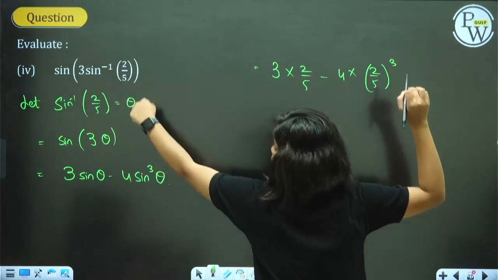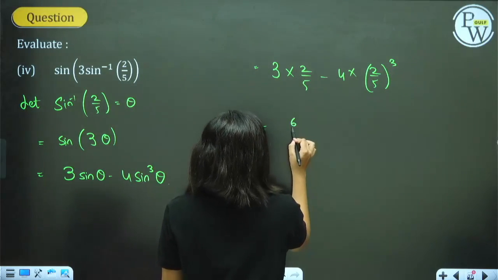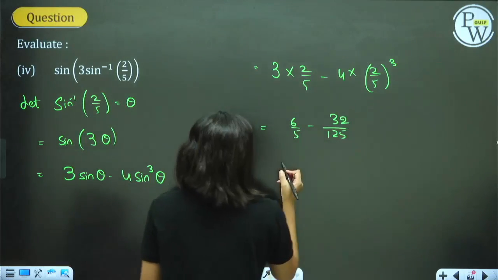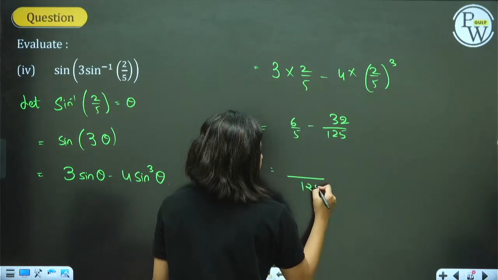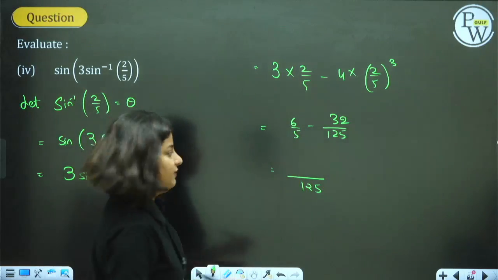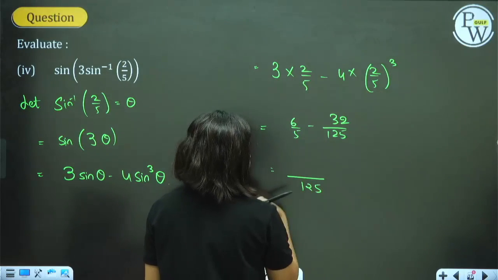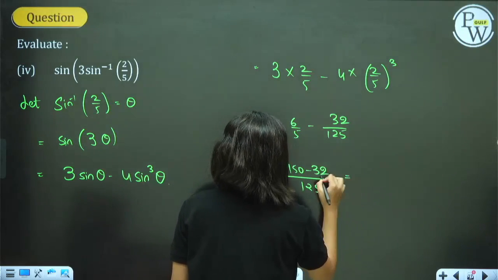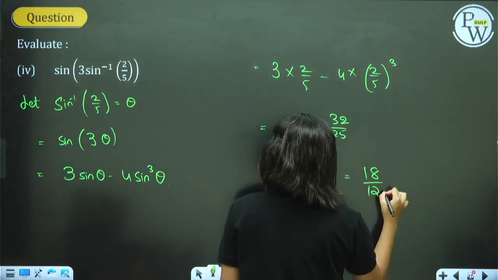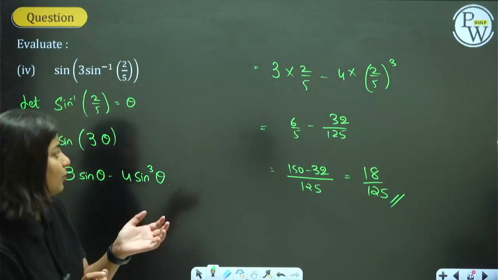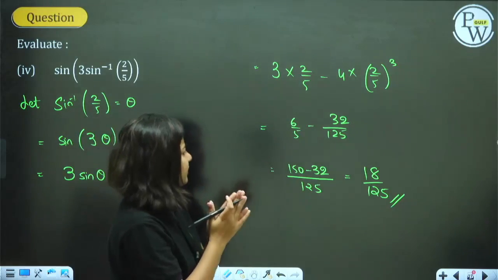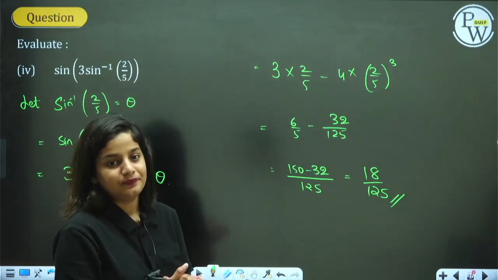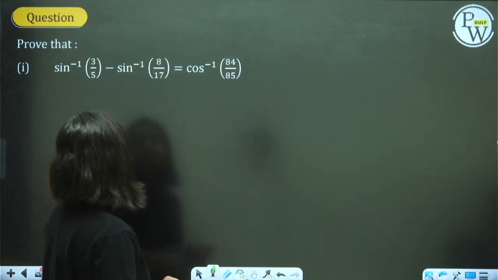Can you see from here? Sine theta is 2 by 5. So 6 by 5. 5 cube is 125. 2 cube is 8, 4 8s are 32. Let's take the common denominator, which is 125. 6 by 5 multiplied and divided by 25 gives 150. So 150 minus 32 is equal to 18 upon 125. Any plus minus sign to be taken care of? No, it's all good. The answer is 18 upon 125. Cool? Very good. Next question.